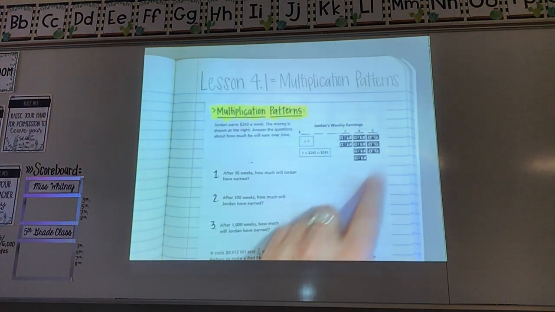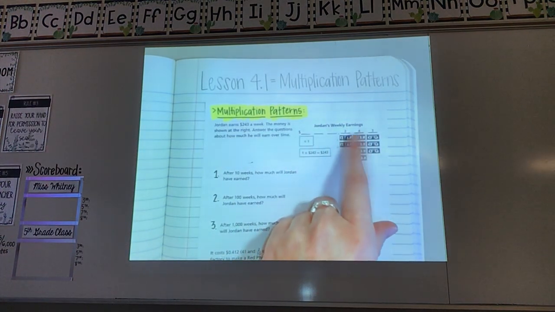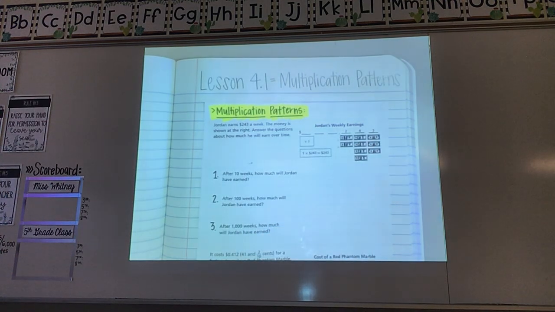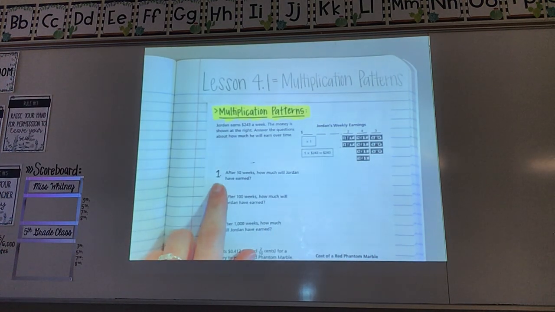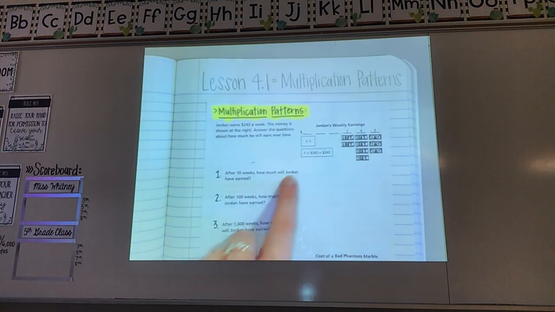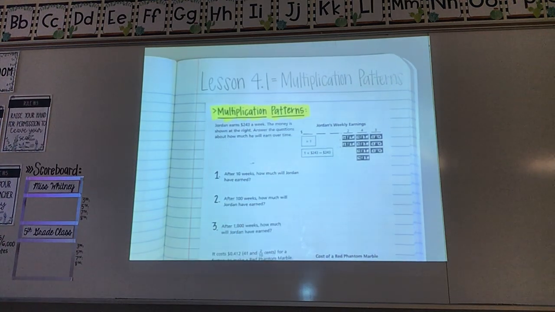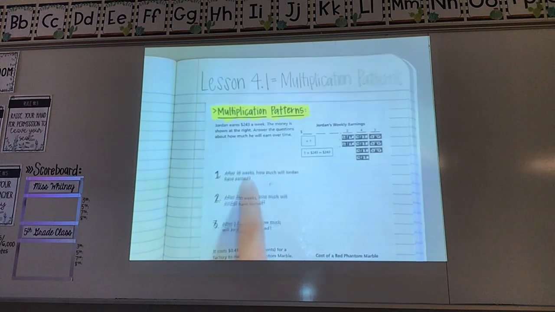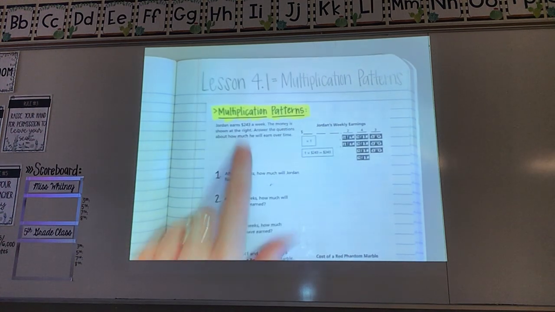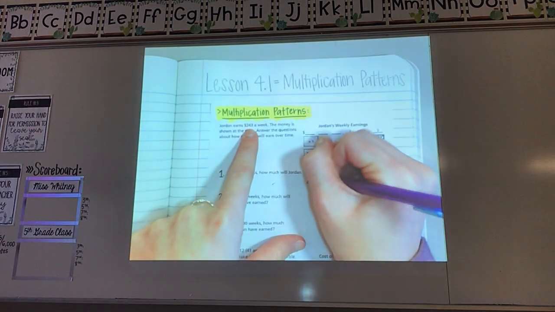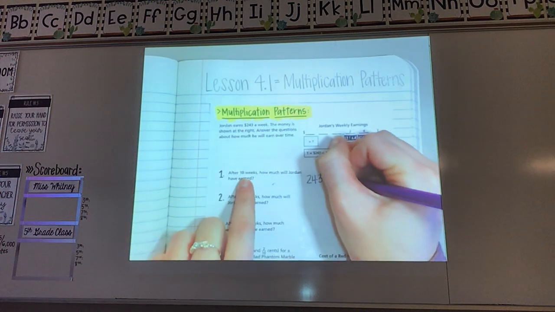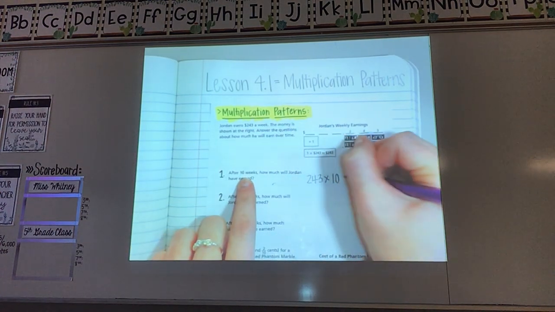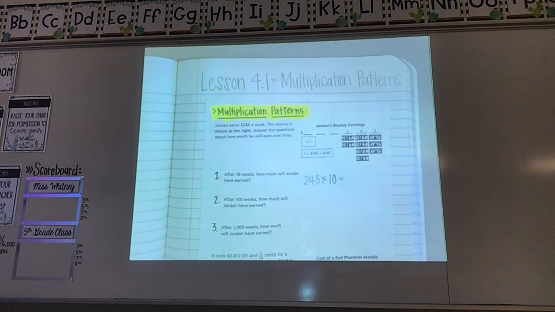So Jordan works and every week he earns $243. Question number 1 says, after 10 weeks, how much will Jordan have earned? How would we figure out how much he earns in 10 weeks if we know he earns $243 a week and we want to know 10 weeks? We would just take 243 and we would times it by 10. Notice I wrote this out sideways because we're going to use a little trick to help us.